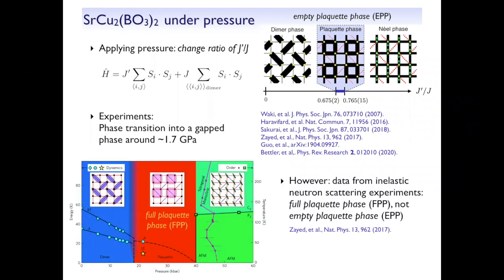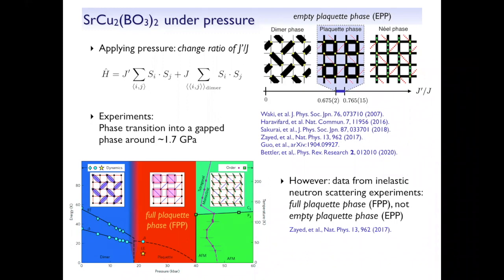However, the phase that has been suggested based on neutron scattering data is another type of plaquette phase, the full plaquette phase, which contains a dimer in the plaquettes. That's in contrast to the plaquette phase we have here, where the plaquettes are formed without the dimers. So this we call the empty plaquette.